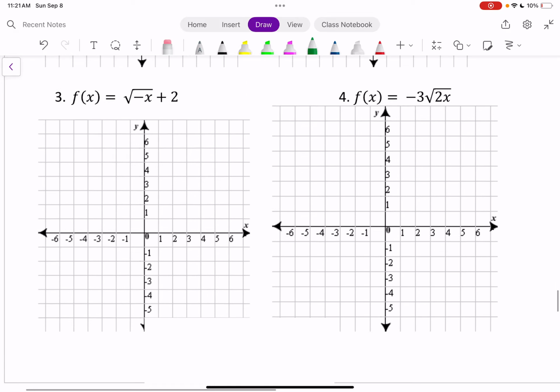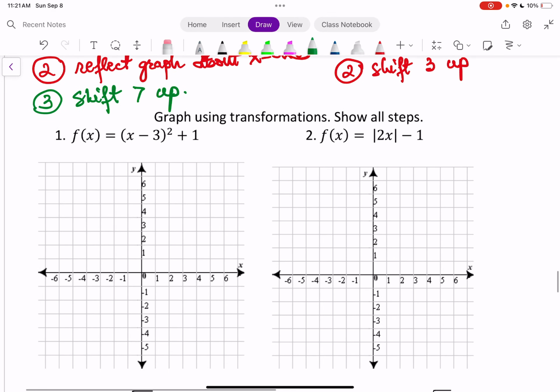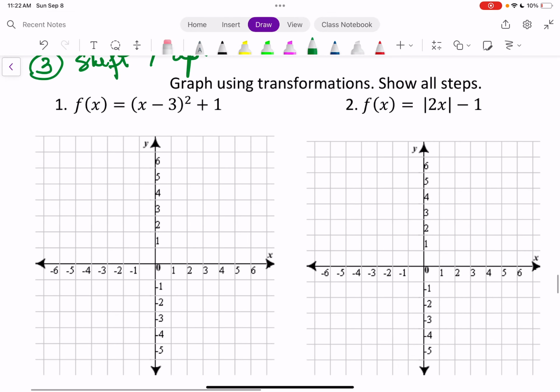So here are just a couple graphs for us to graph using transformations. Now, I'm going to write them step by step. So the first thing you're going to do is look at what function you're starting with. And this is the x squared function. So here is the x squared function.